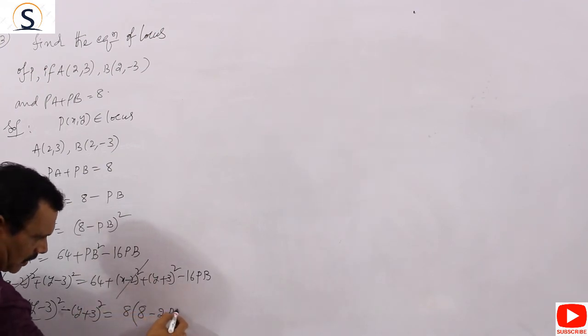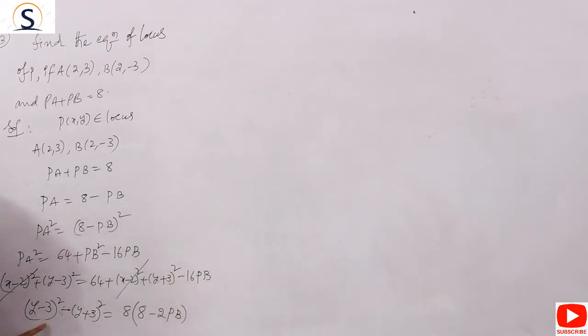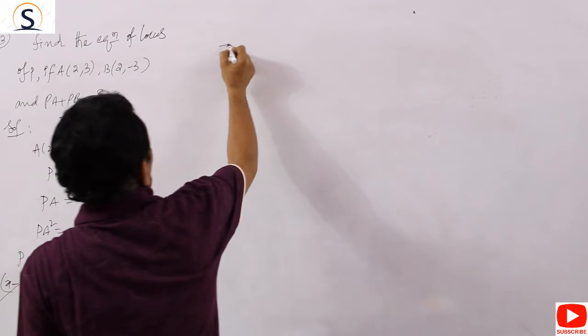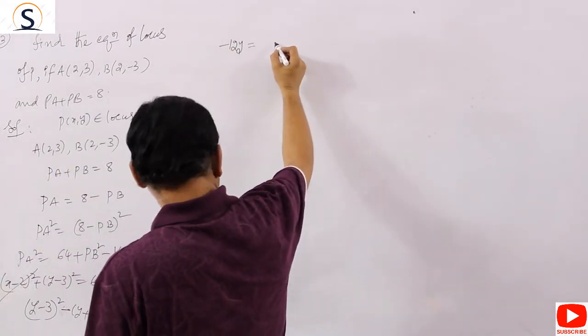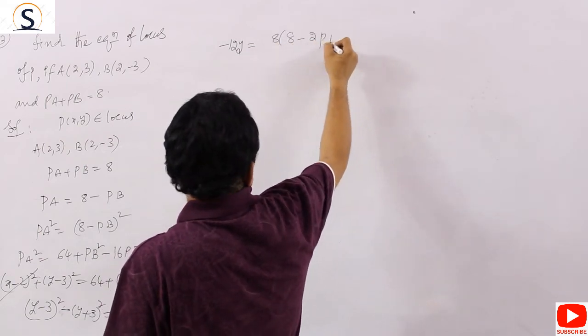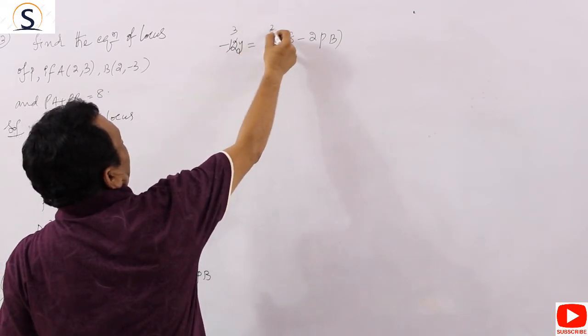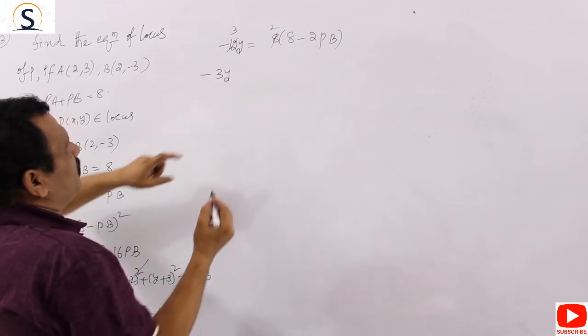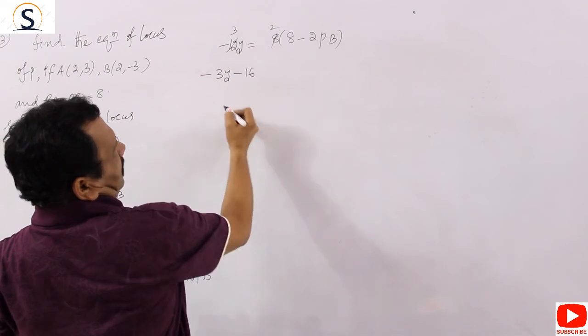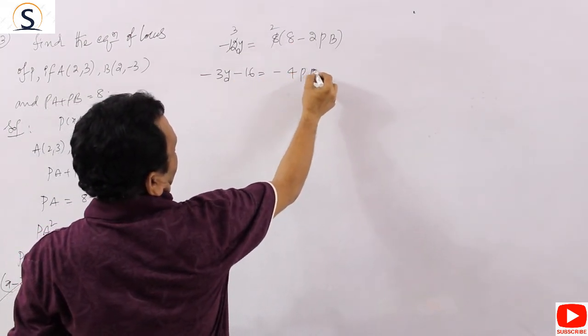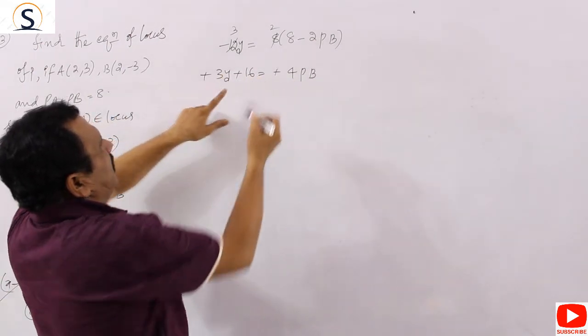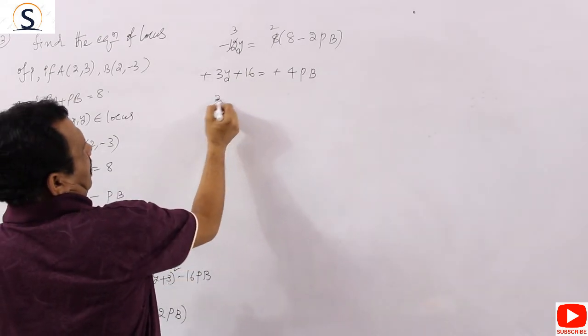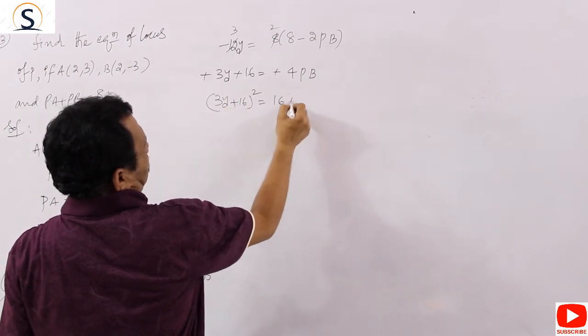Or you can take another factor also. A minus B whole square minus A plus B whole square: A square minus A square cancel, B square minus B square cancel. Here is minus 2AB, that is minus 6y minus 6y, minus 12y, is equal to 8 into (8 minus 2PB). So 4 3s, 4 2s I can cancel: minus 3y here. And 16, bring this side, it will be minus 16 is equal to minus 4PB. So cancelling minus by taking common, 3y plus 16 is there. Then (3y plus 16) whole square is equal to 16 PB square.